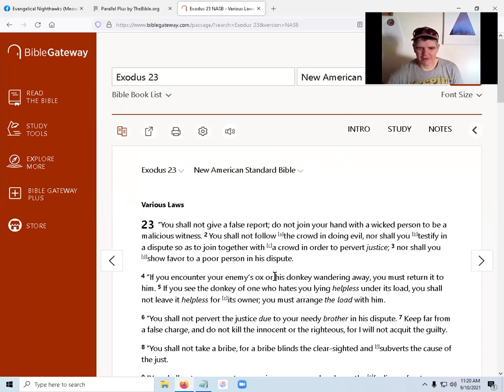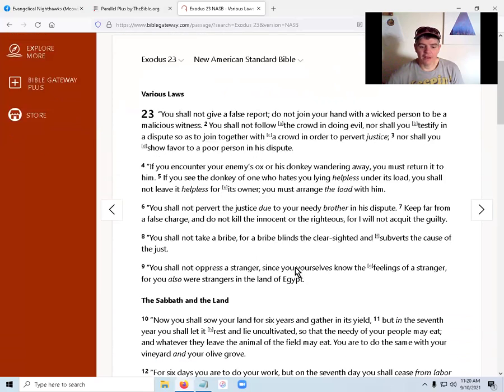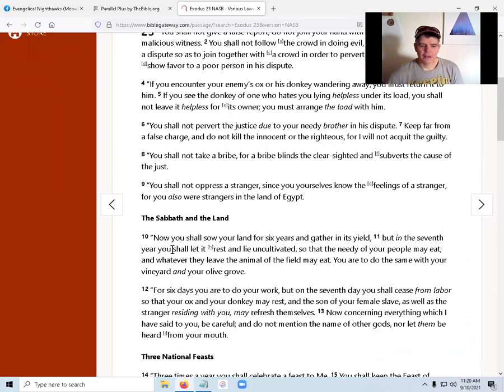So if you encounter any of these oxen, see all this stuff about oxen, donkeys. All right, it's the Sabbath and the land. Now you shall sow your land for 6 years and gather its yield. Like I said, they were all farmers, pretty much all of them, unless they were lazy, or even then they still needed to. If they were crippled, blind, or disabled, I guess you wouldn't force them to do farm work. Obviously, older people wouldn't be doing farm work, but the general occupation was farmer.